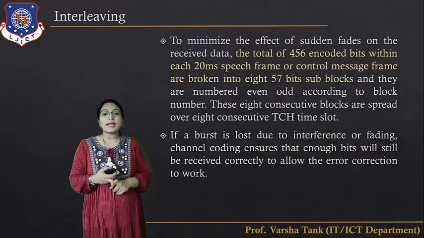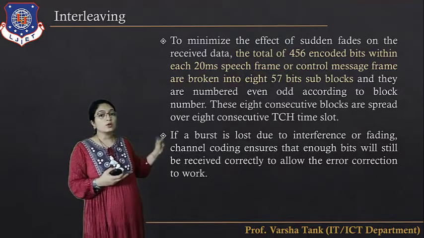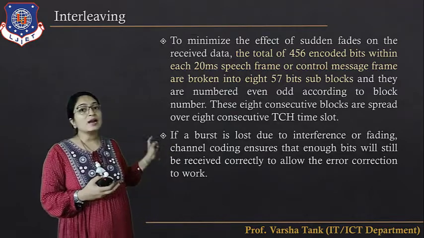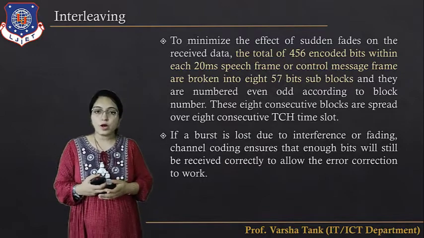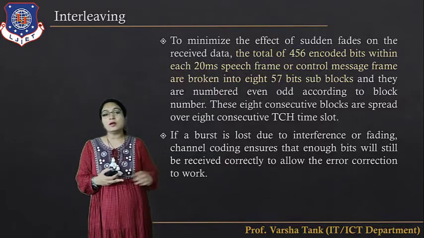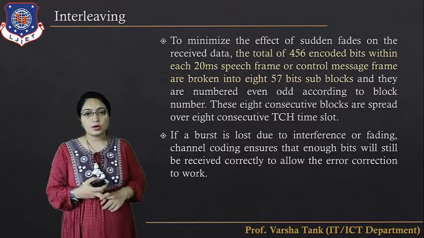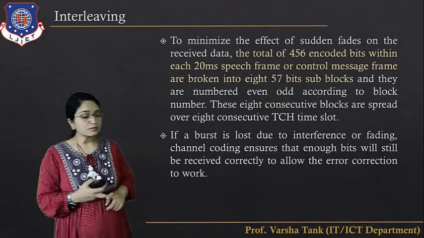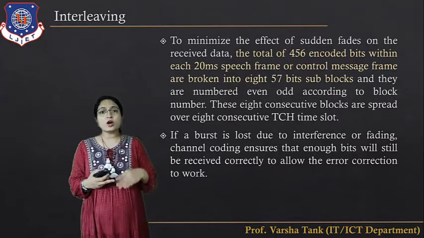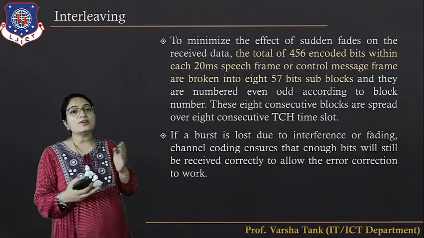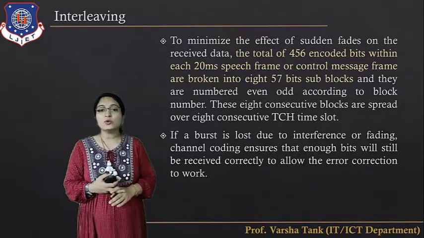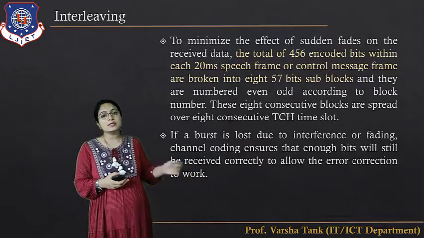The total of 456 encoded bits within each 20 millisecond speech frame or control message frame are broken into 8 subblocks. The size of each subblock is 57 bits, and they are numbered according to the block numbers. These 8 consecutive blocks are spread over 8 consecutive traffic channel time slots, known as the TCH slot. Now, if a burst is lost due to interference or a fading channel, channel coding ensures that enough bits will still be received correctly to allow the error correction to work. So if burst data is lost, this will be performed.